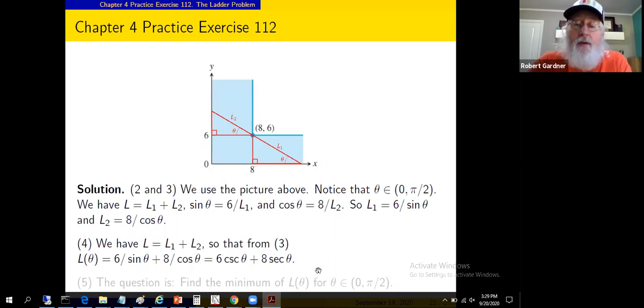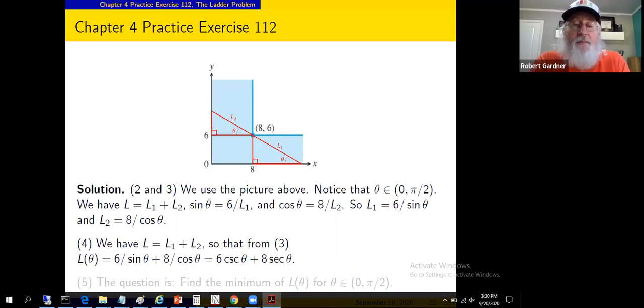So far, smooth sailing. So we got a picture. That was given as a hint. We got relationships. Those were easy relationships to get. We've dealt with significantly more complicated stuff than that relating to variables. And then we had the quantity of interest as a function of theta. And here it is. And it doesn't look like a complicated function.